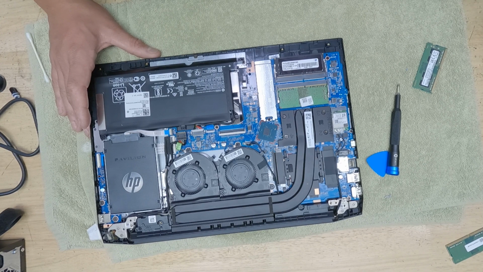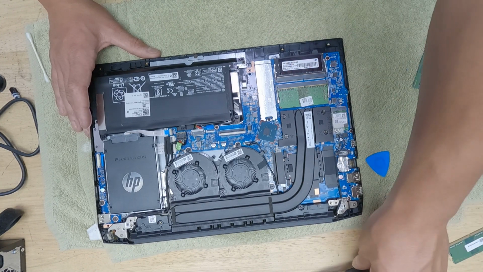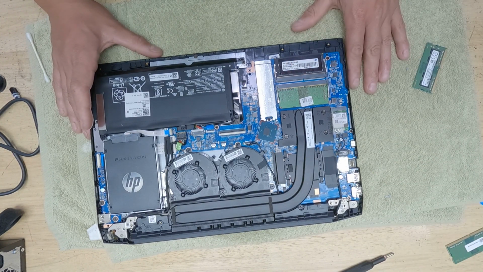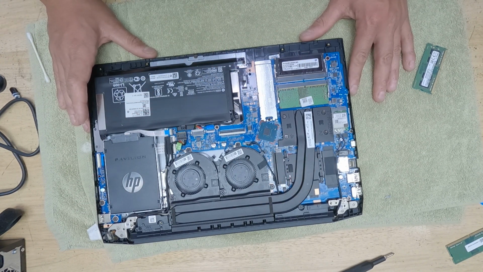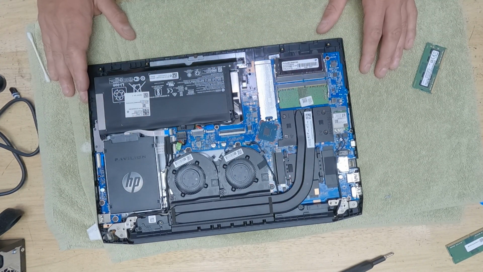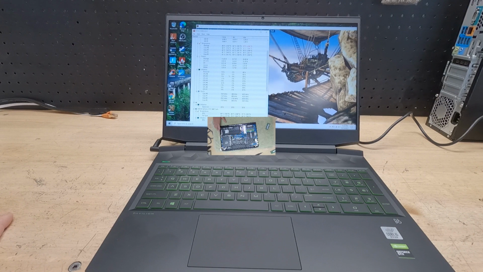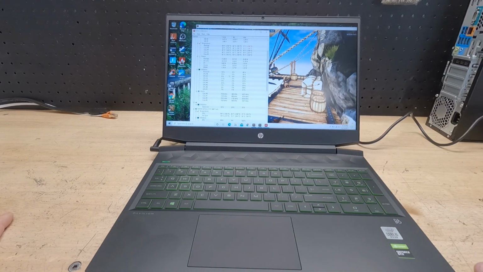So we're gonna go ahead and put the case back on. Let's check thermals and also see how this thing holds up with a few games. So I'm gonna put this back together and we'll segue into the next part. All right, she booted up nicely. I didn't break nothing, so that's always a good thing.